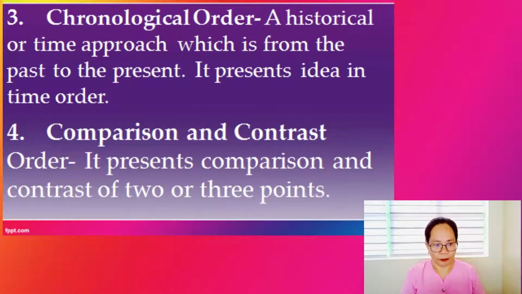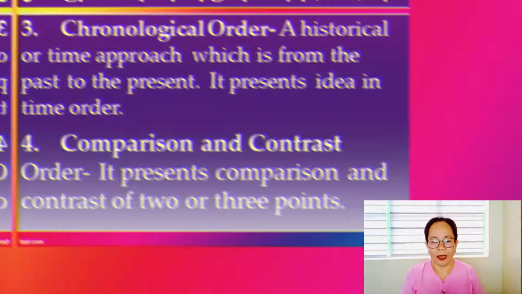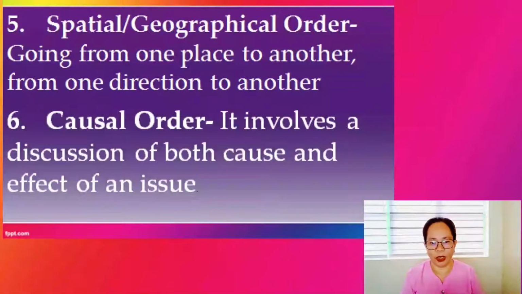Number 4, comparison and contrast order. It presents comparison and contrast of 2 or 3 points. Next, number 5 is spatial or geographical order. Going from one place to another, from one direction to another. And the last one is the causal order. It involves a discussion of both cause and effect of an issue.